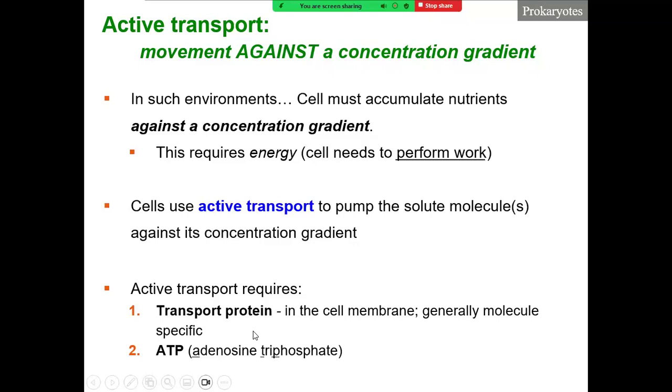The ATP is broken down into ADP, and that energy is used to transport the molecule against its concentration gradient. The transport protein, remember, is generally molecule specific. One specific transport protein moves one specific molecule through the cell membrane. For example, we have a transport protein which can move glucose, and we have another transport protein which can move lactose, the sugar lactose. Any question about any of that?